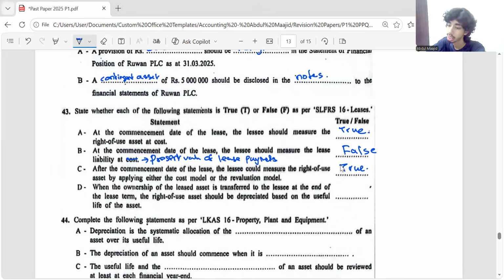It is true. D. When the ownership of the lease asset is transferred to the lessee, okay, at the end of the lease term, the right of use asset should be depreciated based on the useful life of the asset. True, right? If the ownership is passed to us, the depreciation of the right of use asset will be calculated based on the useful life of it.